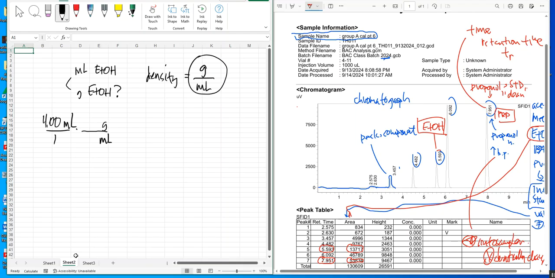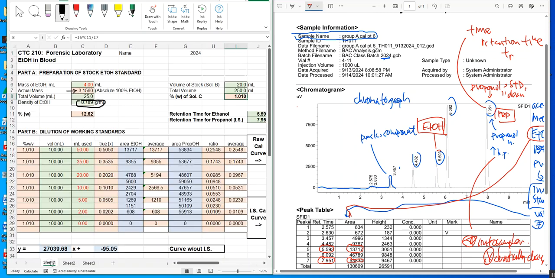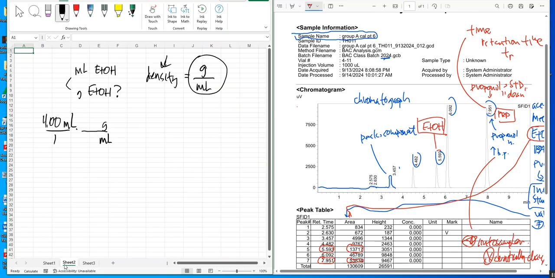And the way we go from gram to mL is using density. And I know that the density is 0.789 because the spreadsheet gave it to me. All right, so 0.789 grams per 1 milliliter. That is the proper setup that we call dimensional analysis in order to make this work.